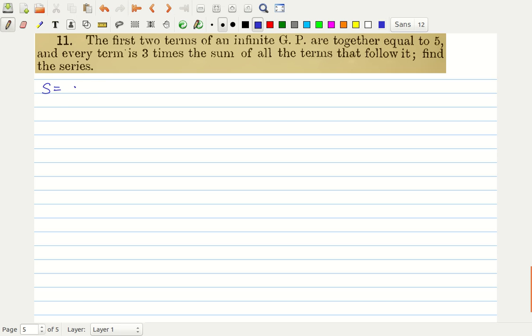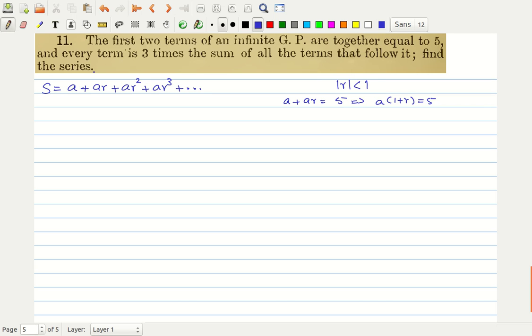Okay, so we are given a series. S is equal to, the first term is, let us say it is A, the second term is A times R, the third term is A times R square, A times R cube, and so on. We are given that this is an infinite series, so we know that the absolute value of R is less than 1. Now it is given that the first two terms are equal to 5. So A plus AR is equal to 5, or A times (1 plus R) is equal to 5.